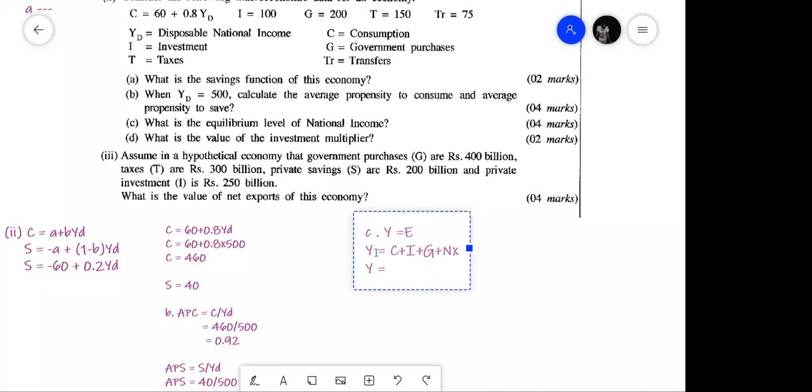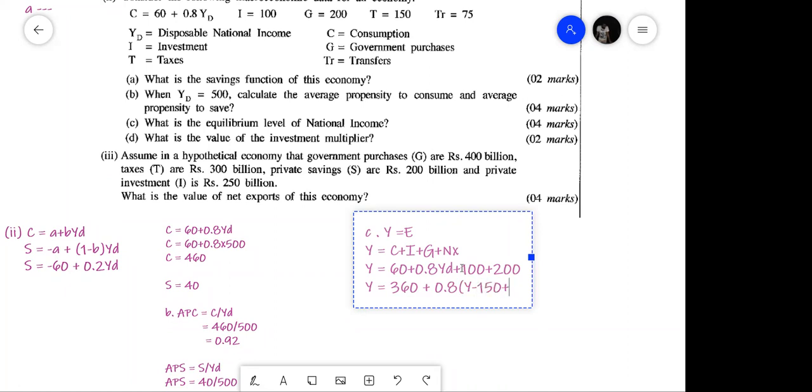So Y is equal to, how much is consumption? 60 plus 0.8 YD. Investment is 100. Government spending is 200. Net exports is not there. Then Y is equal to, add all the autonomous, you get 360 plus 0.8. I'll convert the YD into Y now, so it's Y minus taxes. Taxes is how much?